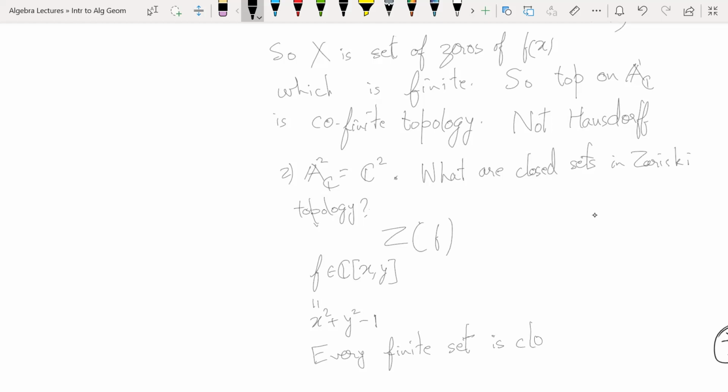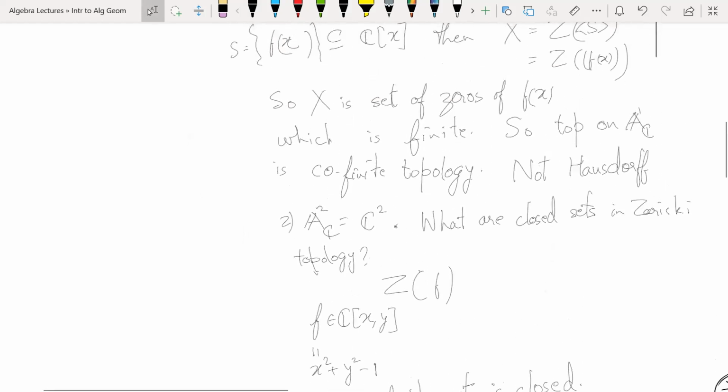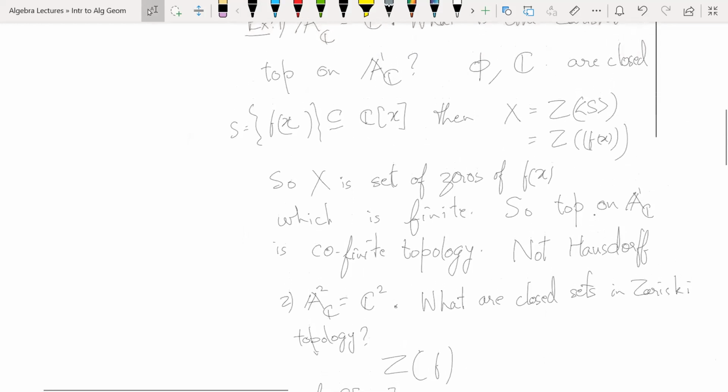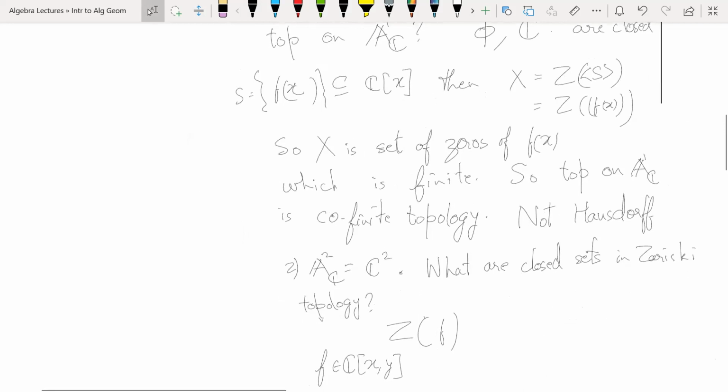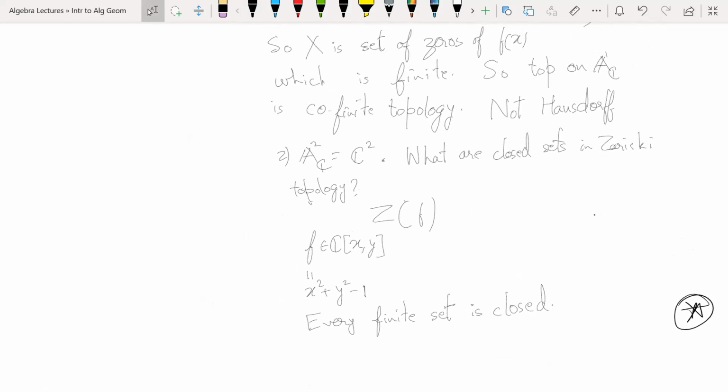Is closed, and so on. Yeah, so zero set of some point. So you see that there are more closed sets than just the one you will get by taking the product topology from A1C cross A1C. The topology on A2C is not the product topology induced from A1C.